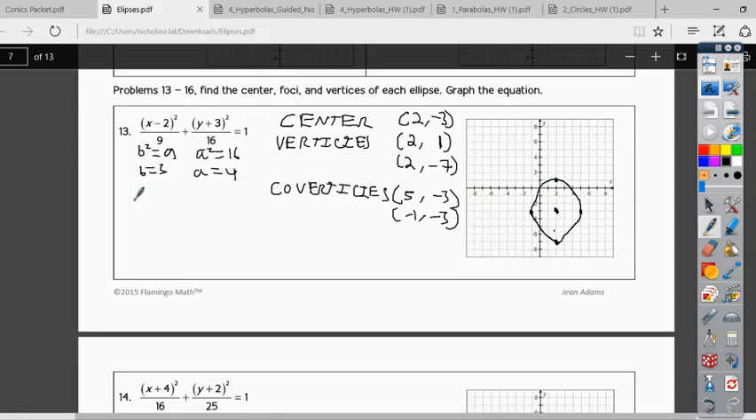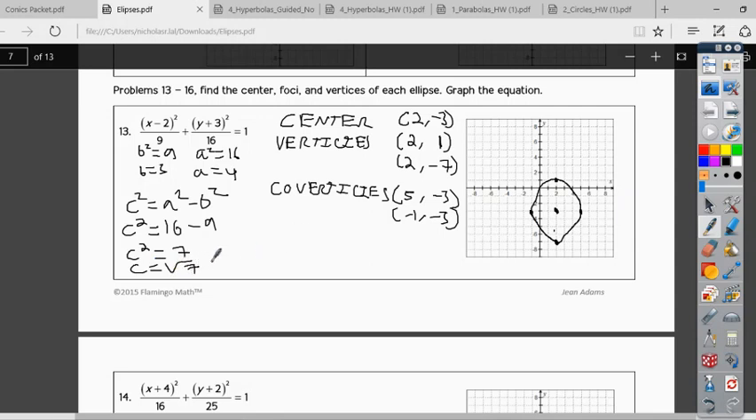So c squared is equal to a squared minus b squared. C squared is equal to 16 minus 9. So 16 minus 9 will be 7. C squared is equal to 7. So c is equal to the square root of 7.